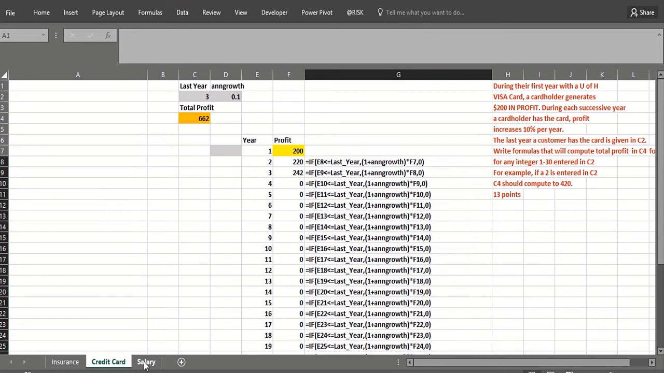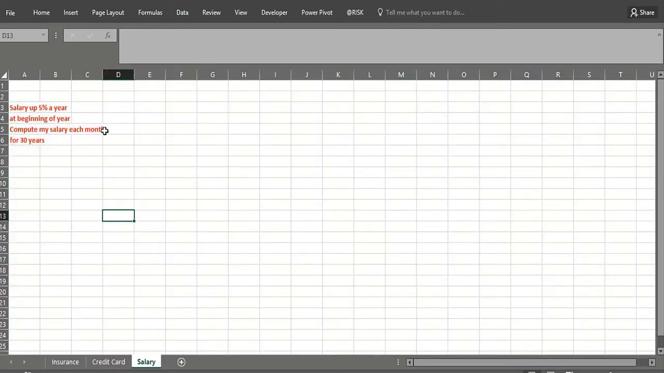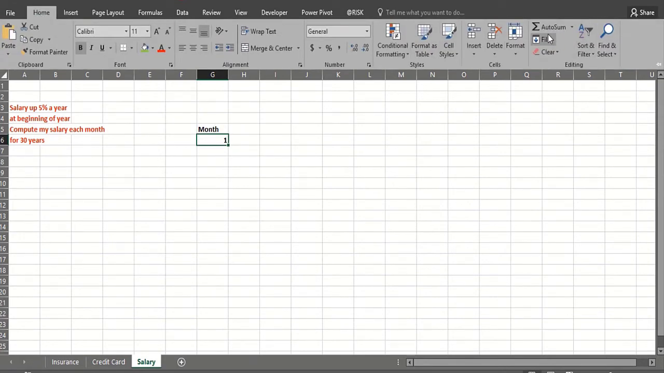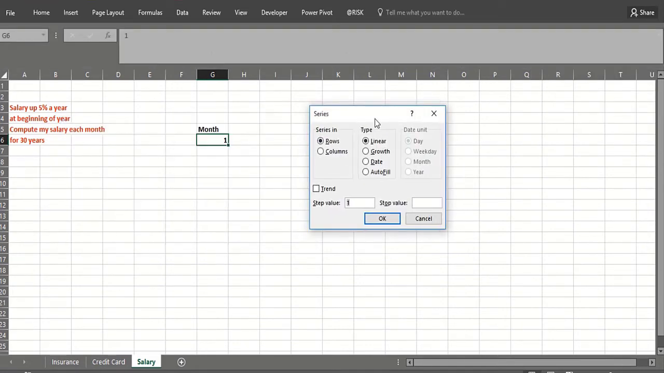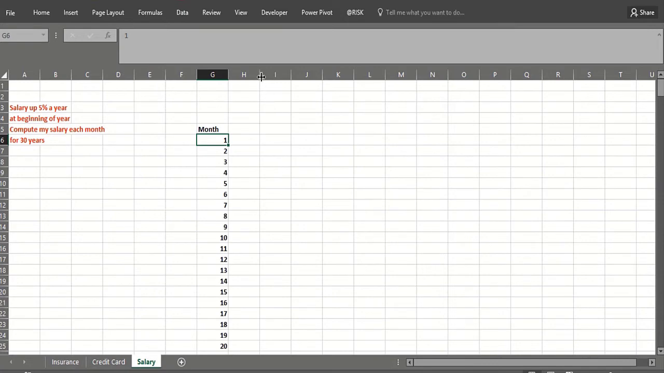Now the last one's a bit interesting. Suppose your salary goes up 5% a year at the beginning of the year. Compute your salary each month for 30 years. So we want to have the numbers 1 through 360, the month number. What's an easy way to put that in there? I'll start with a 1, and then you can do Home, Edit, Fill, Series. Data's in columns, and I stop at 360. That's a lot easier than dragging it down. So I have months 1 through 360.